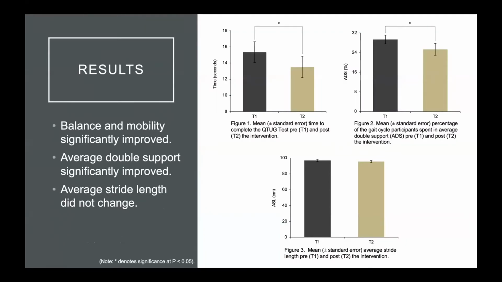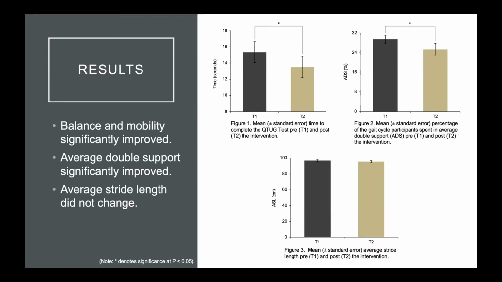The grey colour is before the intervention and the yellow colour is after the intervention. On the top left, we have time. This is how long it took for participants to complete the Q-TUG test. We can see that they got significantly faster, which means their balance and mobility significantly improved, and that means their risk of a fall also reduced.